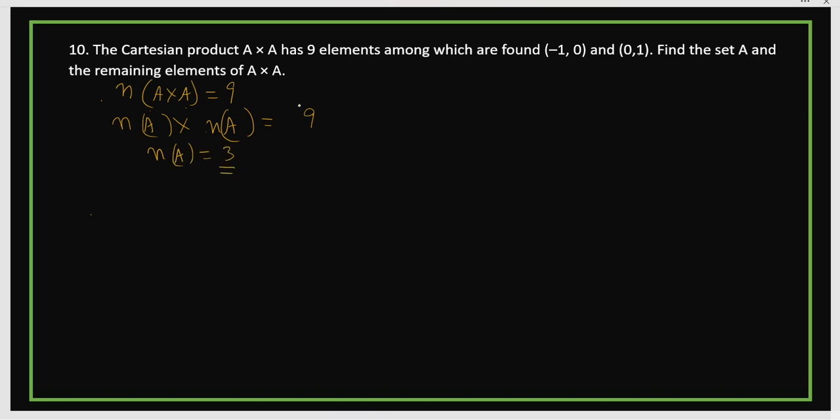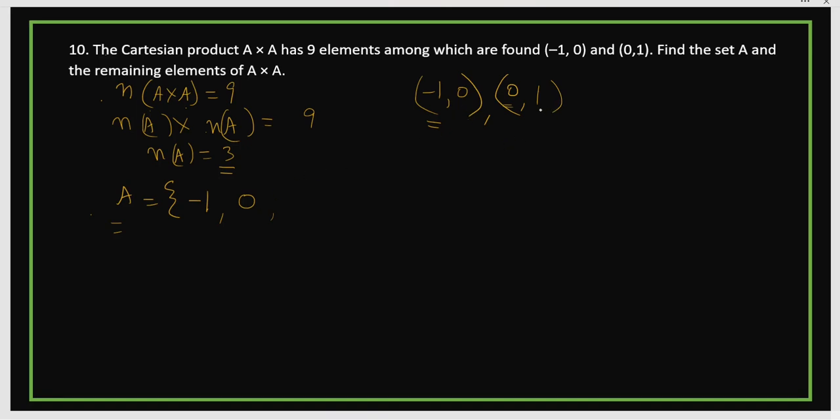So in each set you have 3 elements. What are the elements which are given? (-1, 0) and (0, 1). These are the two ordered pairs they have given. This first element belongs to set A, so we can write safely -1. And this first element also belongs to set A, 0. Next, the second element also belongs to set A because the set A itself is multiplying to A. It is also 0, which we have already written.